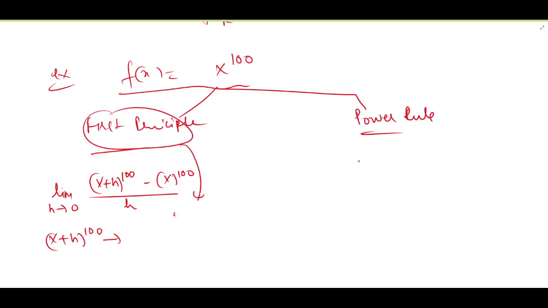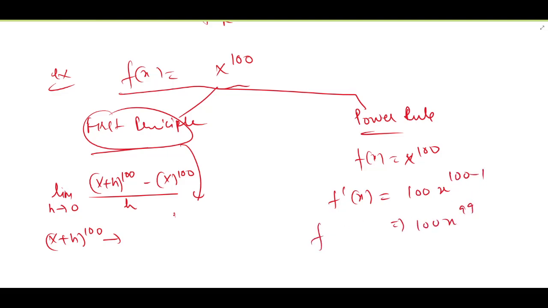So we will use the power rule. If f of x is x to the power 100, then by power rule f dash x is equal to 100 x to the power 100 minus 1. So we get 100 x to the power 99. This is the derivative of f of x by power rule.